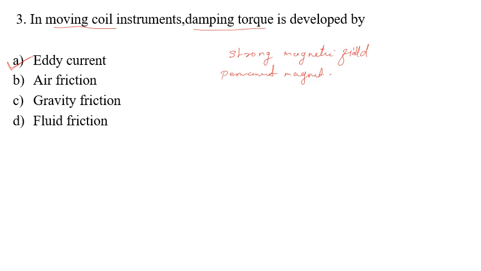In addition to this, there are air friction dampings and fluid friction dampings, but with air friction and fluid friction dampings the strength of the magnetic field is very weak, and due to the limitations in the applications of fluid friction damping, we generally use eddy current damping for moving coil instruments. So the answer is option A, eddy current damping.